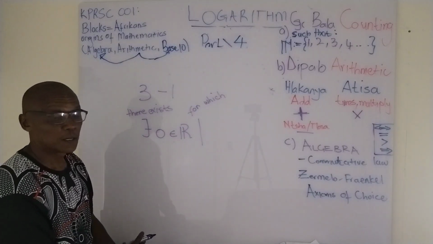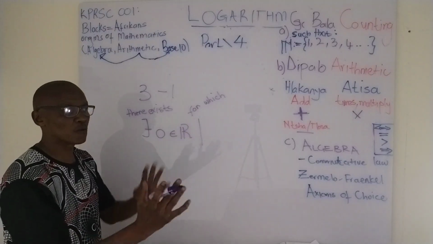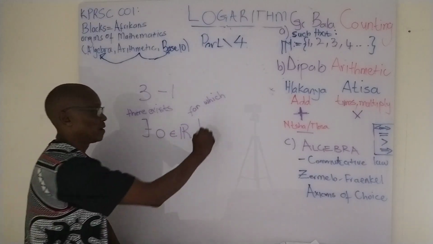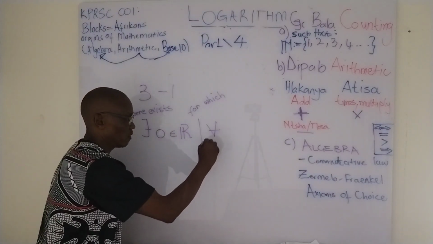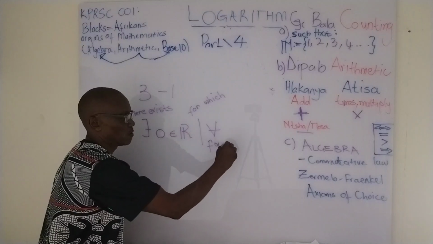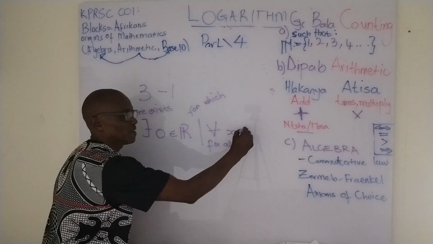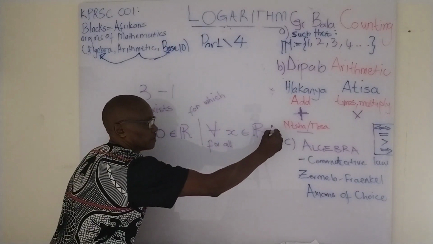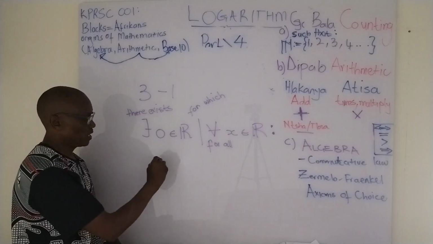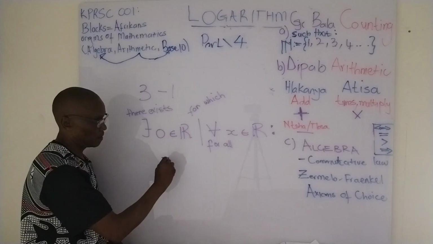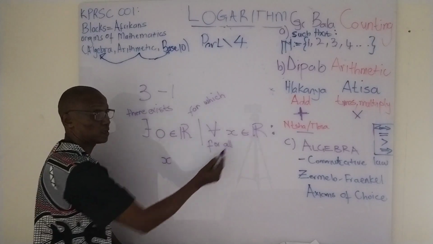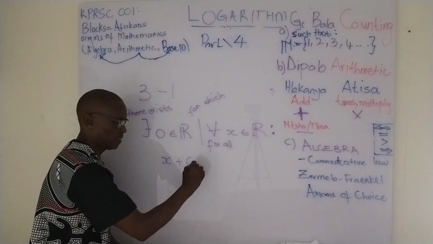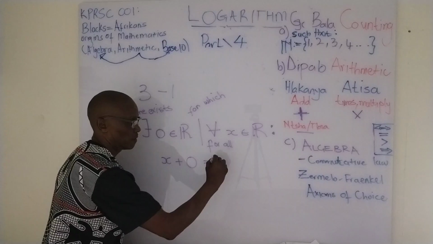You see, symbols come from words or a group of words, like this, for which. For all, this symbol means for all. For everything that we consider to be already in the reals, such that, you remember the such that, when I take x, which is in the reals, for every one of them that is in the reals, then I add 0, the neutral element, I get x.